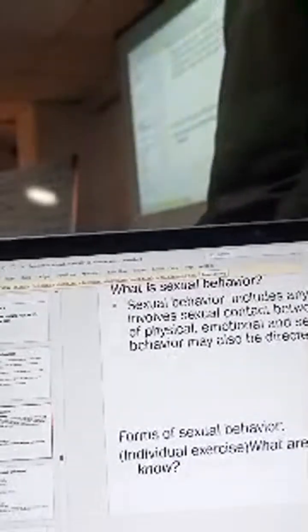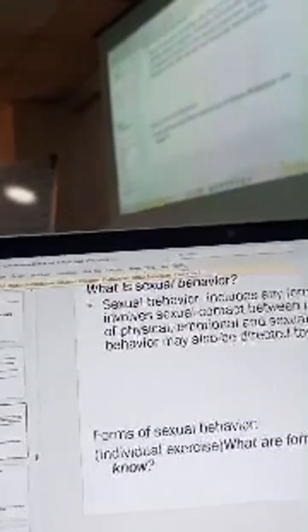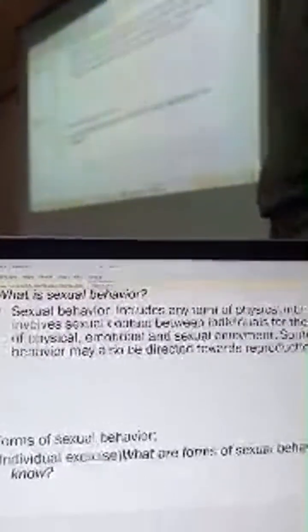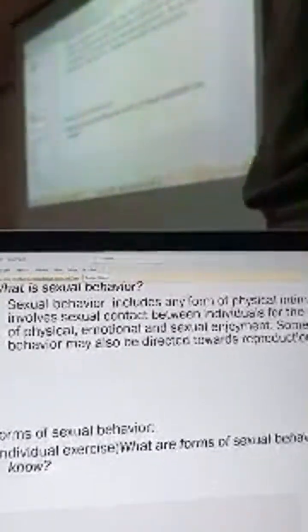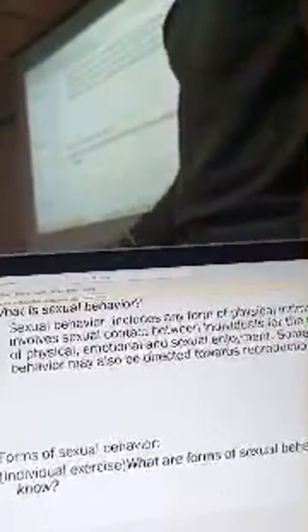Okay, so what's sexual behavior? Everybody? Sexual behavior includes any form of physical intimacy that involves sexual contact between individuals for the purpose of physical, emotional, and sexual enjoyment. Some sexual behavior may also be directed towards reproduction. So you can see, not all sexual behavior is directed towards reproduction. Not all of them is even for sexual enjoyment. Not all of them is even for emotional enjoyment. People have different sexual behavior for different reasons.